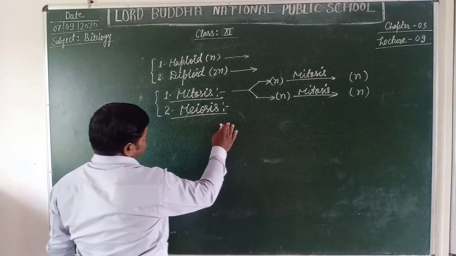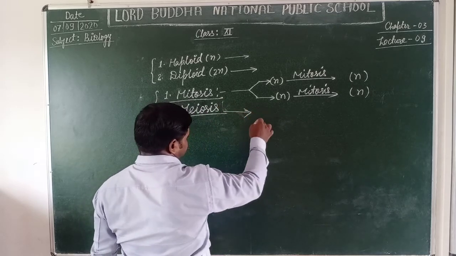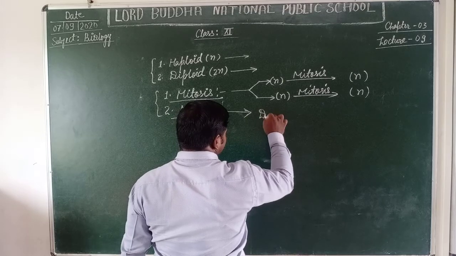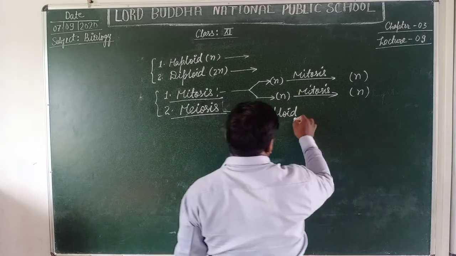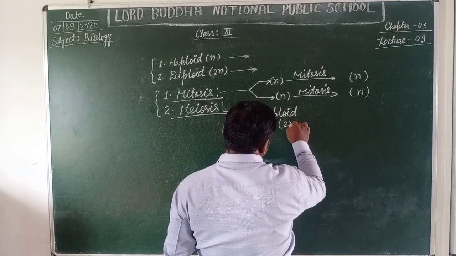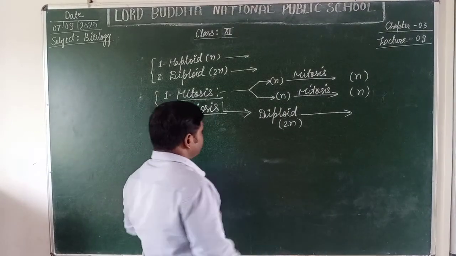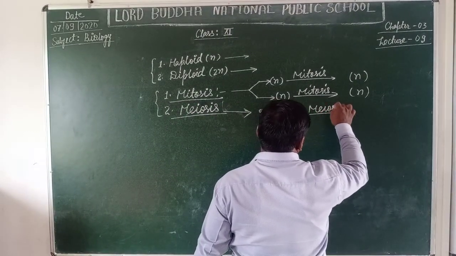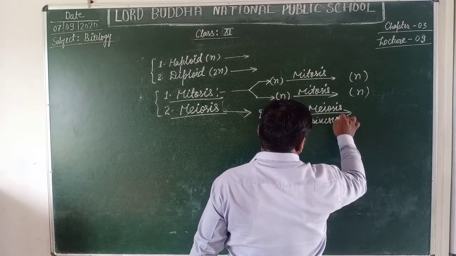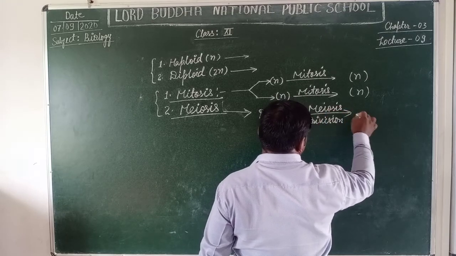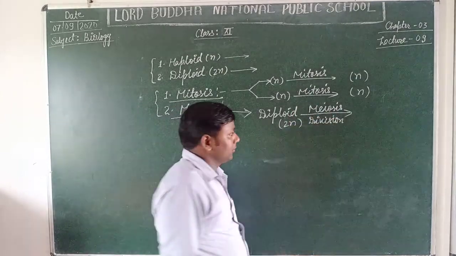But in meiosis, there is reduction of chromosomes. If the diploid cell undergoes meiosis division, then what kind of individual cells are formed? The individual cells formed are of haploid type.